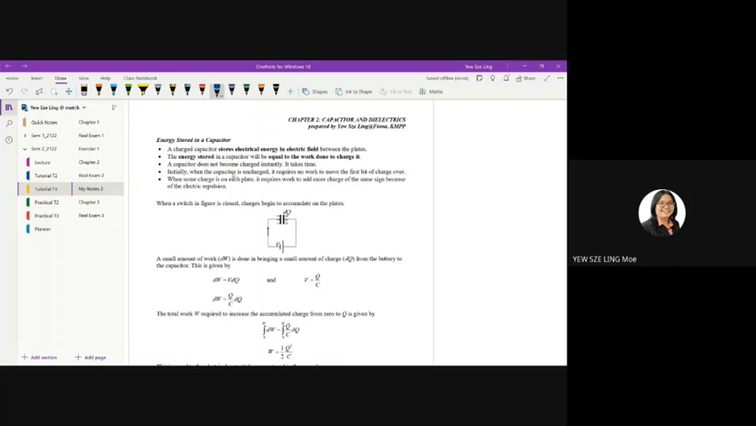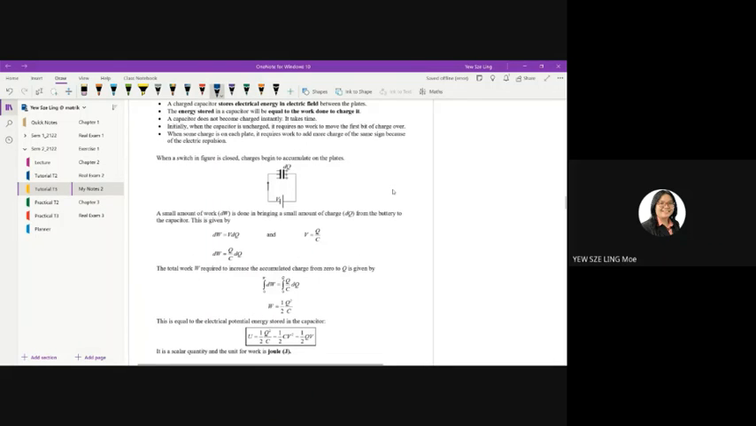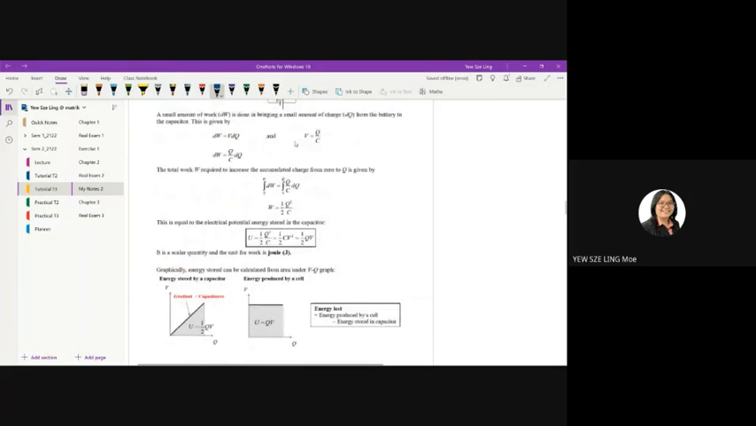And initially, when the capacitor is uncharged, it requires no work to move the first charge. So just like you have an empty room, you just throw a charge and straight away it will enter the plate. The second charge requires a bit of work because now it experiences repulsive force from the negative plate. So that is the meaning of this bullet point number 4. So when some charge is on each plate, it requires work to add more charge of the same sign because of the repulsions. Okay, so that's what I explained just now. So blah, blah, blah. This derivation is not that important.